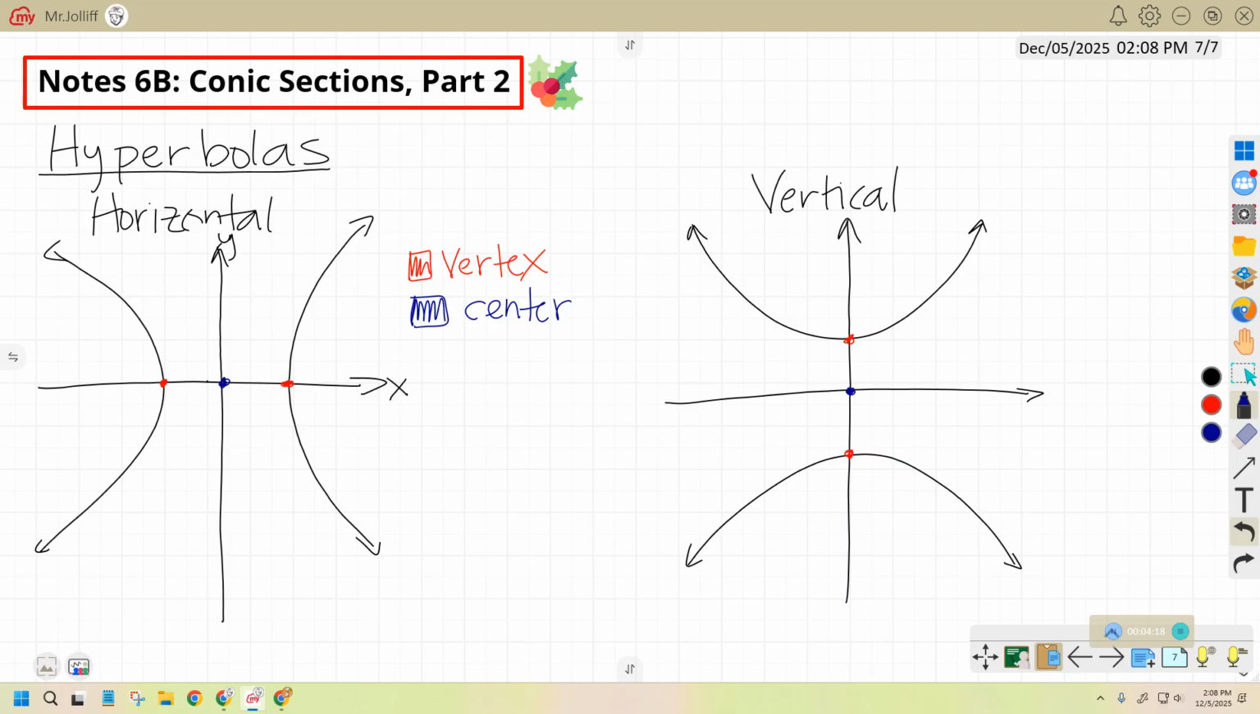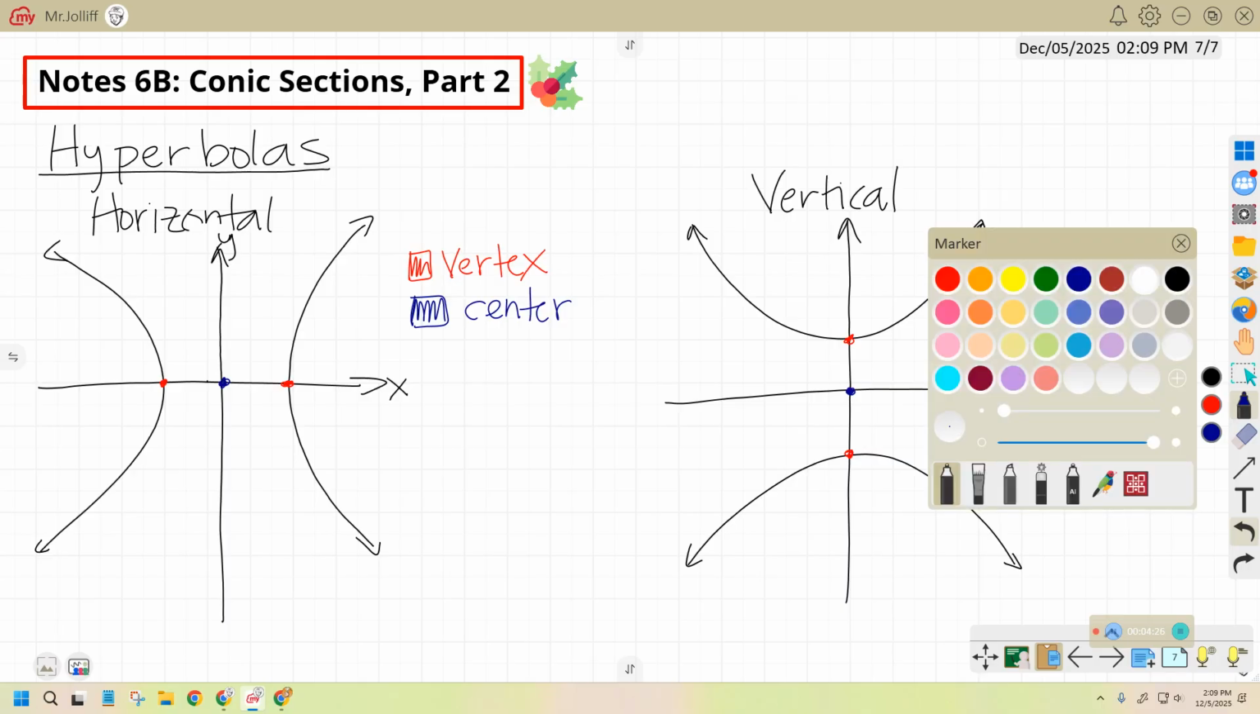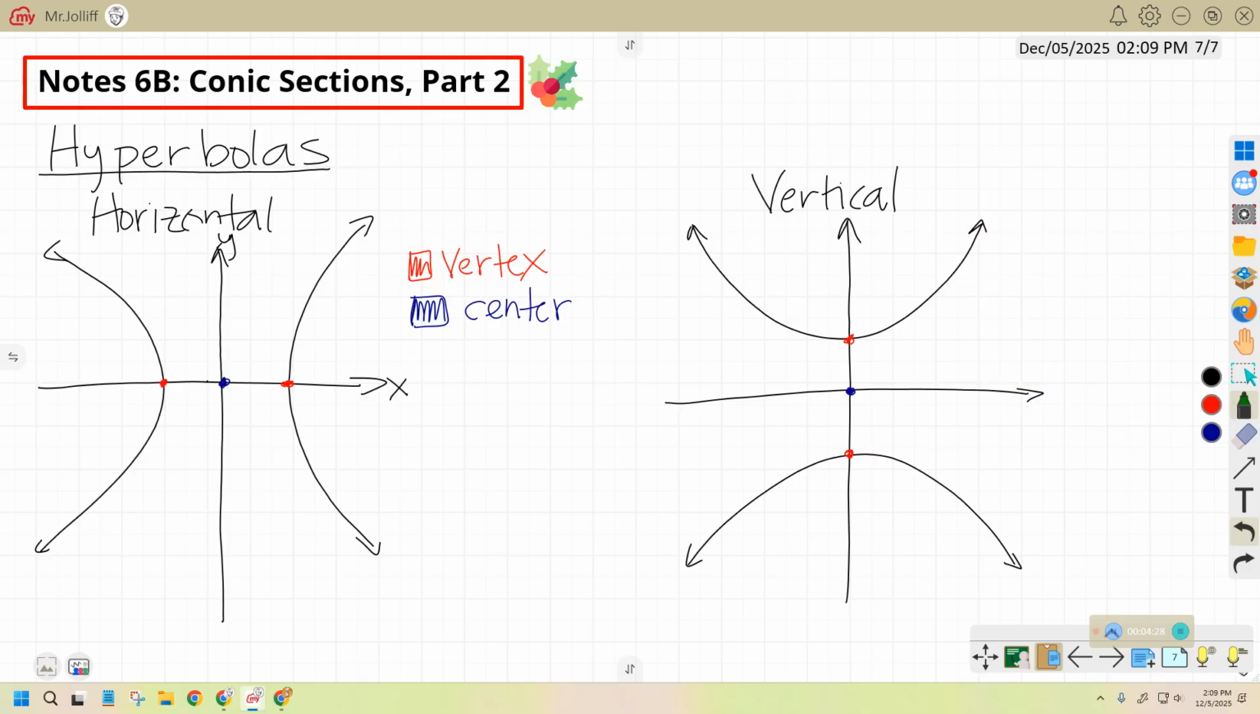These curves kind of look like parabolas, and there is one more point that they have in common that parabolas also have, and that is called the focus. And remember that that occurs a little bit inside of that curve.